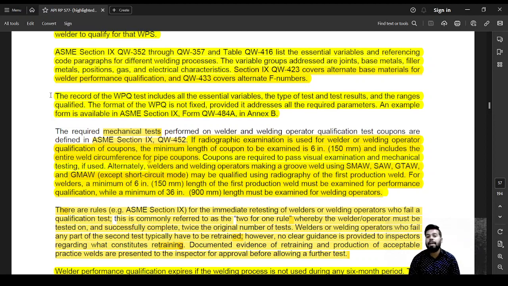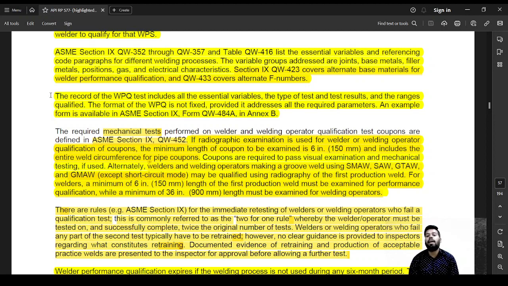The required mechanical tests performed on a welder or a welding operator qualification test coupon are required by ASME Section 9 QW452. If a radiographic examination is used for the welder or welding operator qualification, the minimum length of coupon should be 6 inches and include the entire weld circumference for the pipe coupons. The coupons are required to pass visual examination and mechanical testing if used.